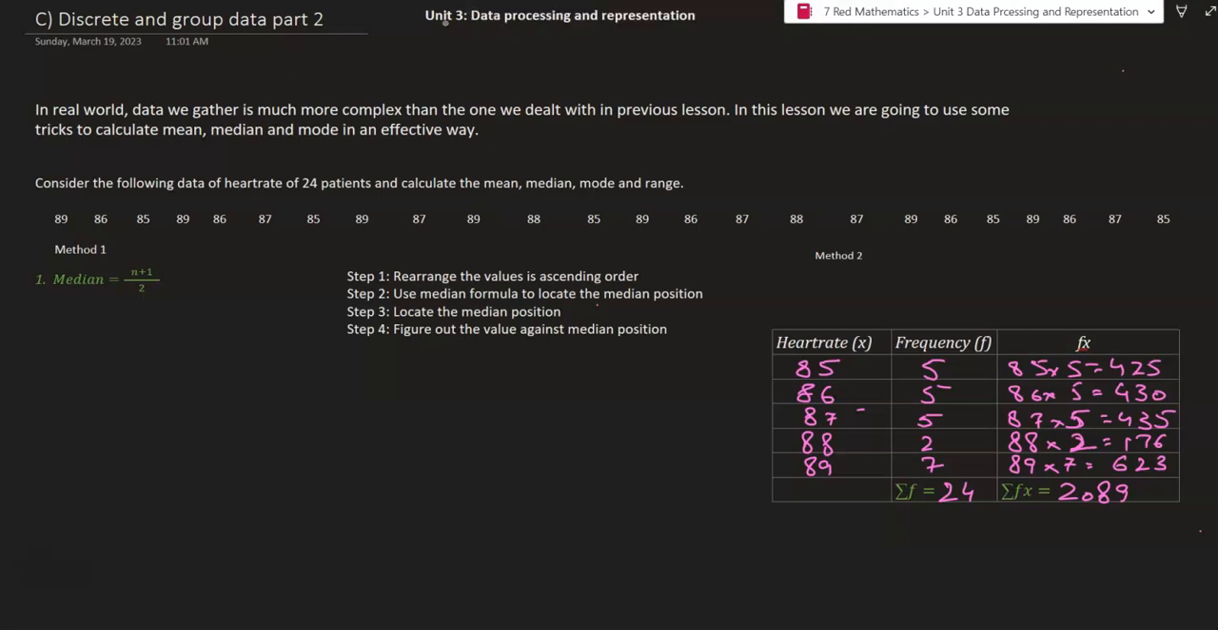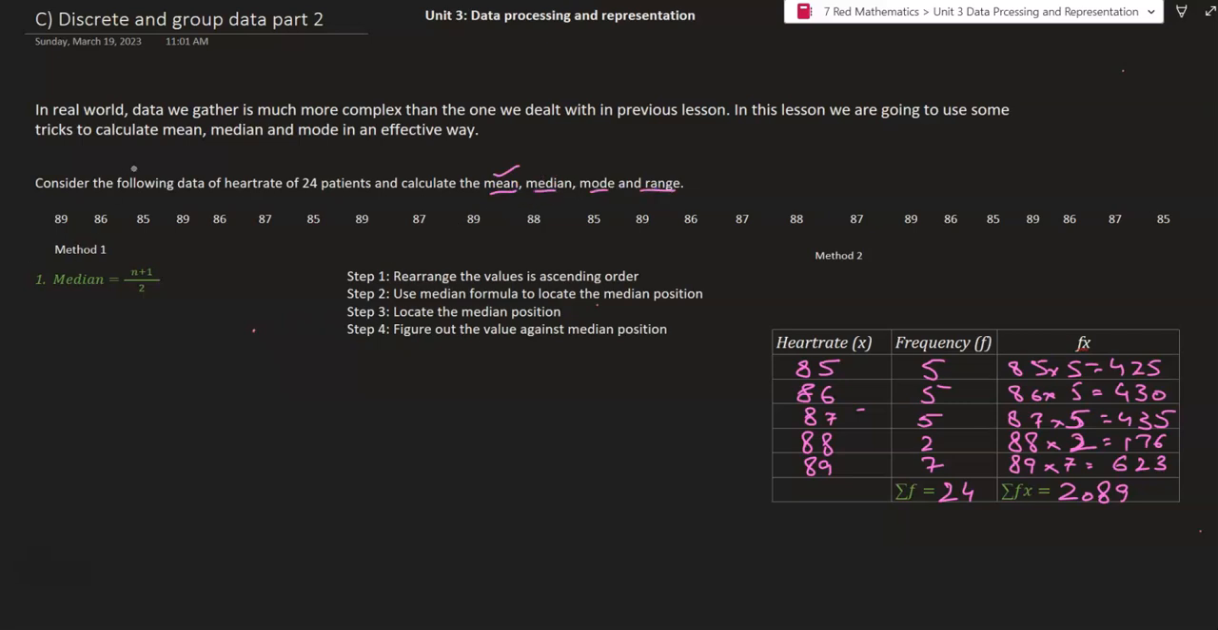Okay, and this is it. So we are going to do Unit 3, data processing and representation, and within this we have discrete and group data. And this is part 2. The previous video was a bit long, so I had to cut it short. Today we have already done the mean, and now we're going to figure out median, mode, and range.